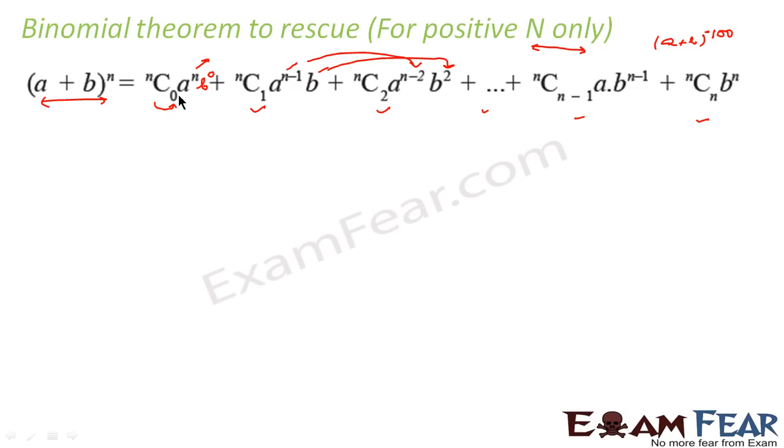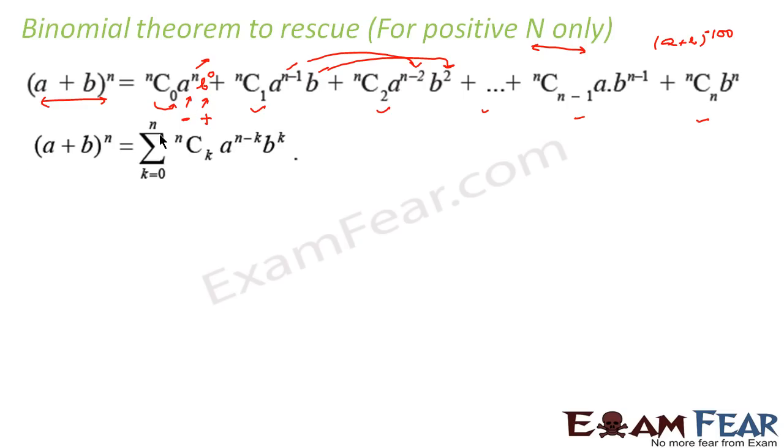Once again, if you see, it goes from nC0 to nCn. That is nC0, nC1, nC2, nC3, nCn-1, nCn. And for the power of a and b, first the power of a in the first case is n and b is 0. And gradually we keep decreasing the power of a and we keep increasing the power of b by 1. So we can write the same formula in this form.